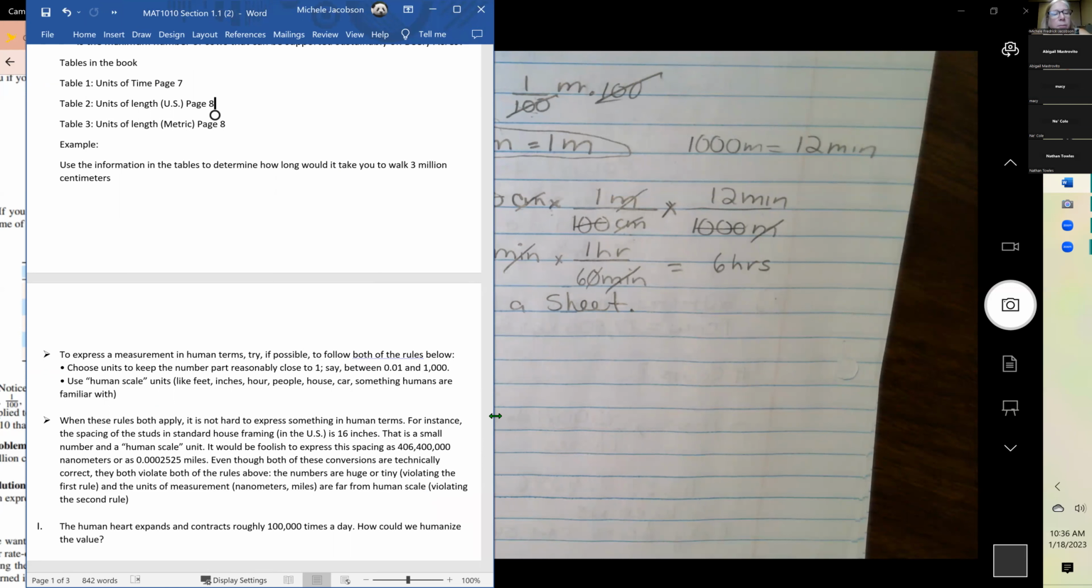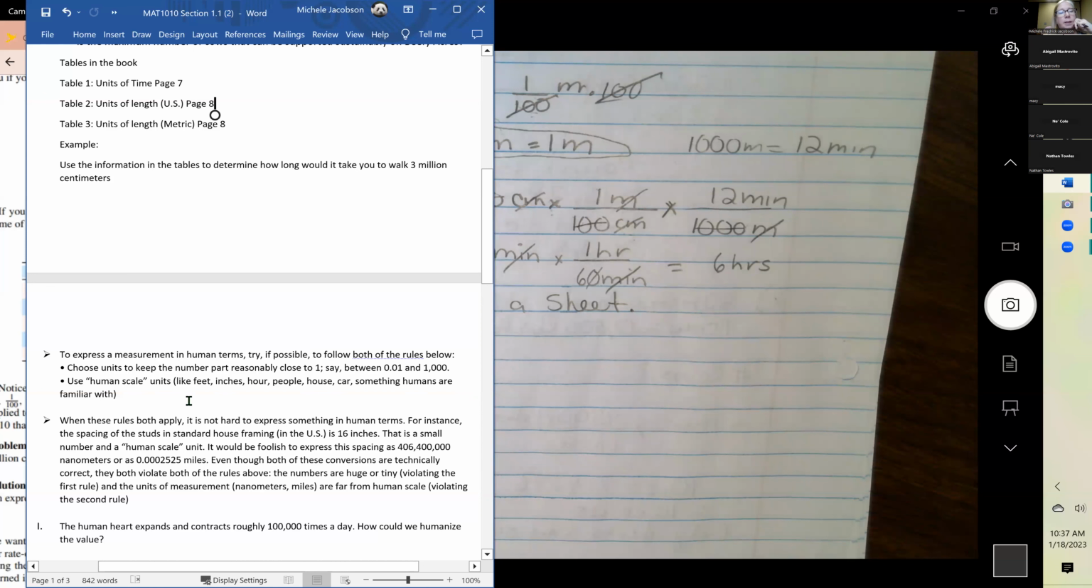To express the measurement, and we talked a little bit about this. There are a few rules though, and sometimes you can't follow those rules, and that's fine. But you want to try and follow them if possible. Now, if I said humanize this using both sets of rules, then that would be different. But in most cases, you can get into this.